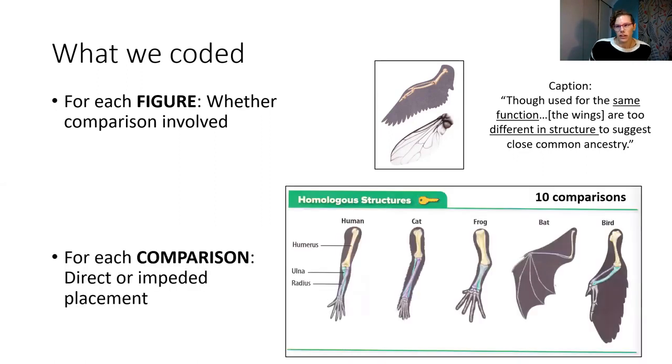And for many figures, there were actually multiple comparisons involved. For instance, in this figure, there are 5 forelimbs that are meant to be compared to show that even though the functions are different and perceptually they're different, the underlying structure is the same. But here there are actually 10 individual pairwise comparisons that should be made to fully align all of these different items. We also coded for each comparison whether it was in a direct or impeded placement. These, of course, would be in direct placement here.